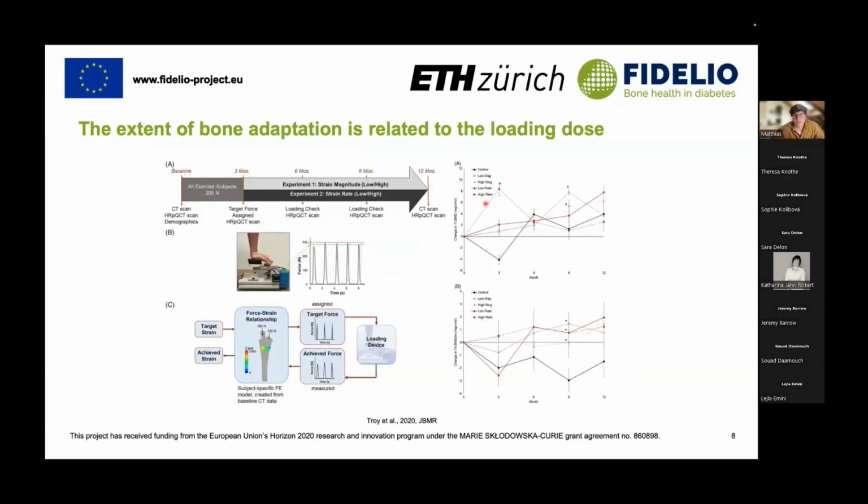Another really interesting study looked at the loading dose that bone adaptation is related to. They had this really controlled experimental setup where they supplied a controlled mechanical stimulus with different high and low magnitudes or high and low loading rates, so different frequencies, to the distal radius of participants. And they found that high loading rates are really beneficial for bone adaptation and lead to better bone strength and HR-pQCT measurements as well.